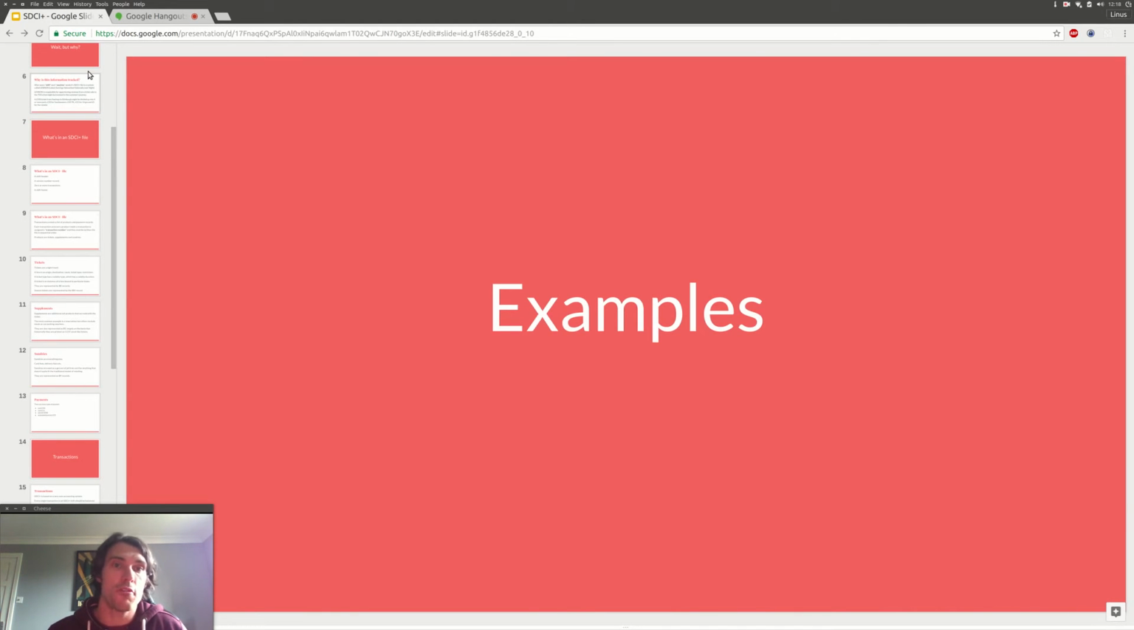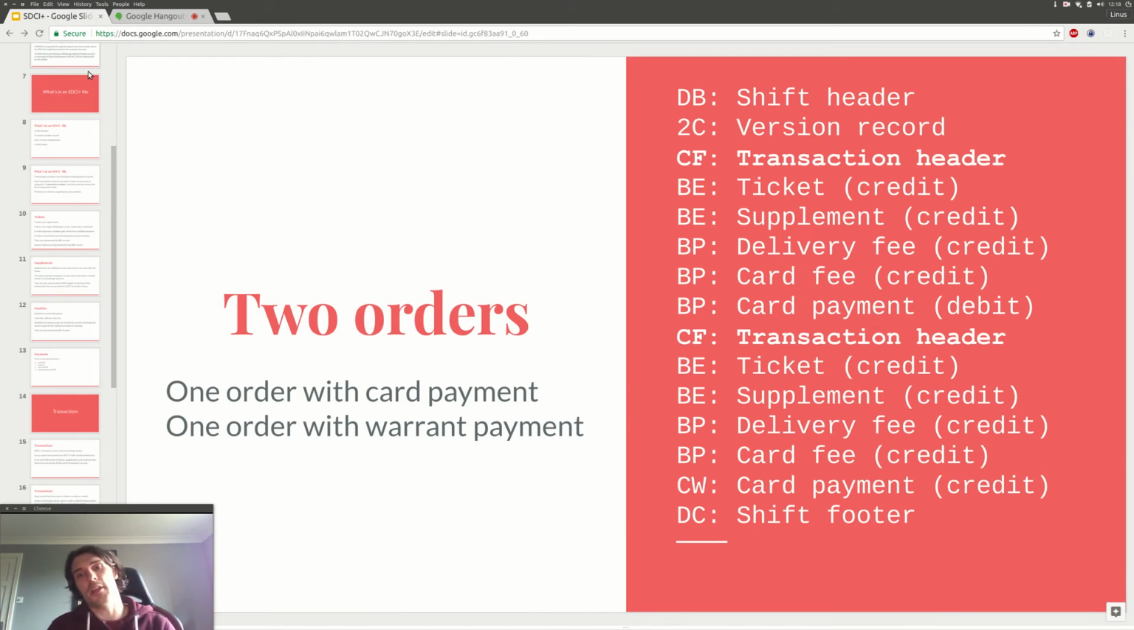Okay, so I'll run through some examples just so that we can see that kind of interaction in play a little bit here. This is a mock version of a shift with one order that has a card payment and one order that has a warrant payment. At the top I mentioned there is a DB shift header with the totals, then there's your version record. Now we have our first transaction here. It's got the transaction header, which is a CF record. Then that's followed by a ticket that we're crediting.